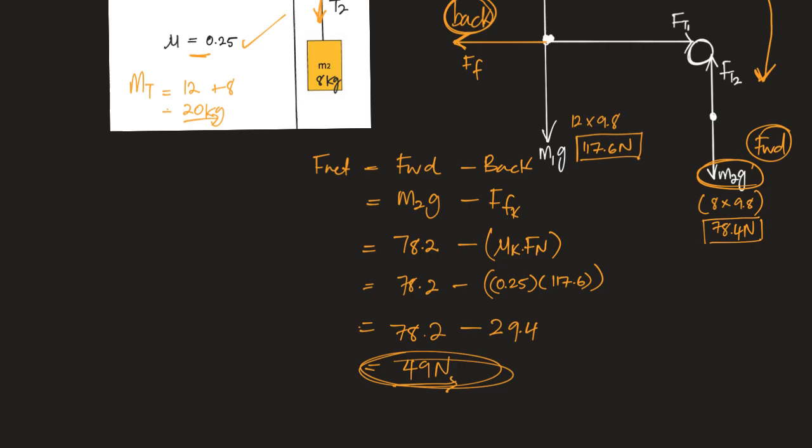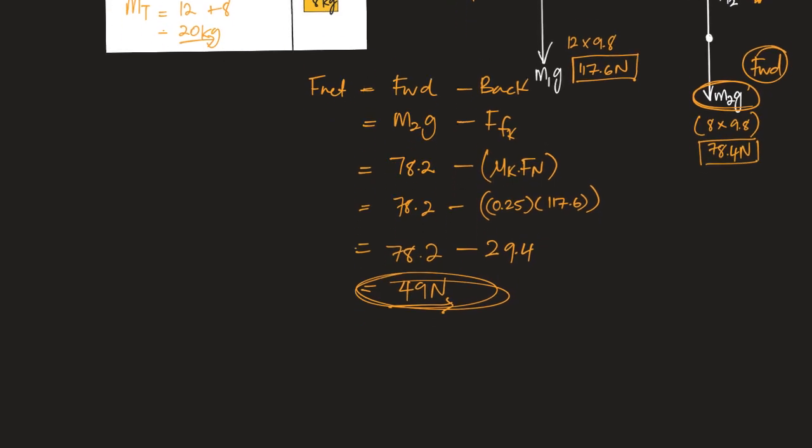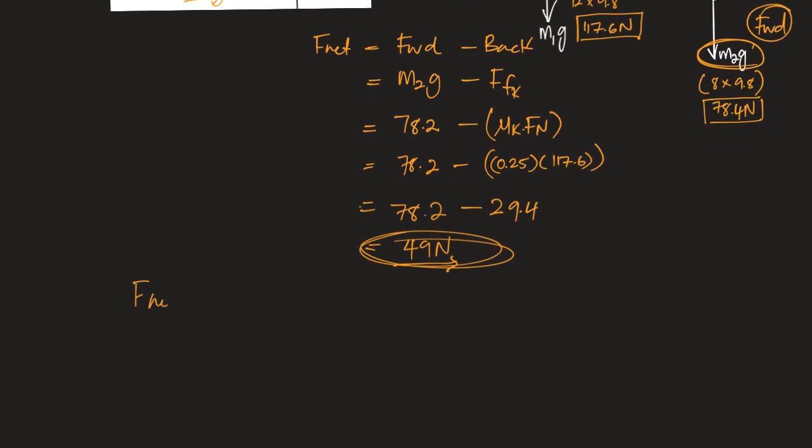And I can use that F net to answer question 1, which is the acceleration. So now I'm going to say F net is equal to MA. My F net is 49. My mass is 20. Getting acceleration by itself, the acceleration is 2.45 meters per second squared. Right. So once I've got all of that information, I now have acceleration, so I'm in a position where I can answer my next question.